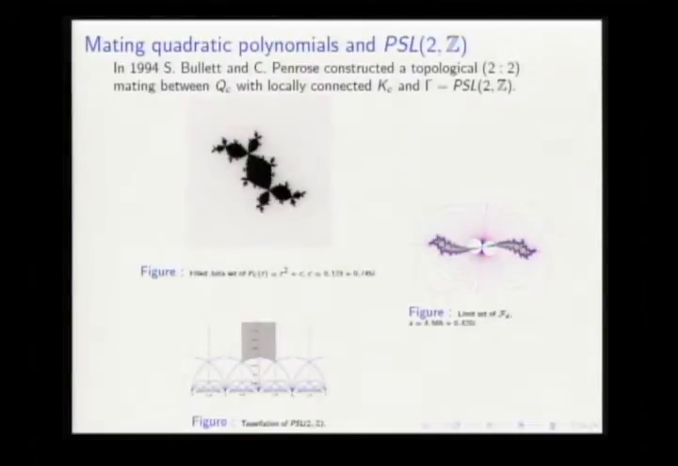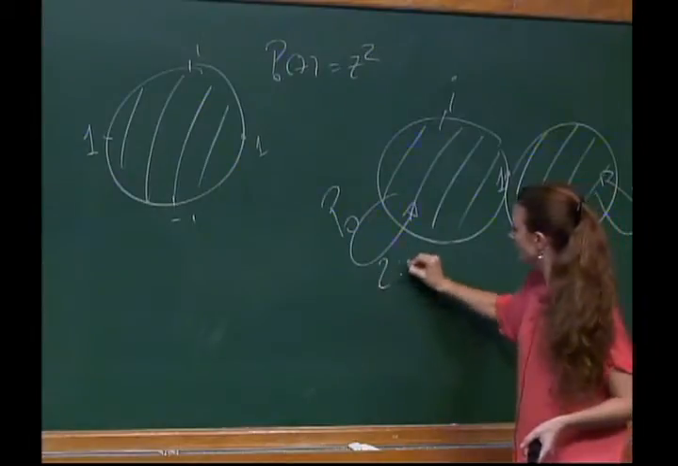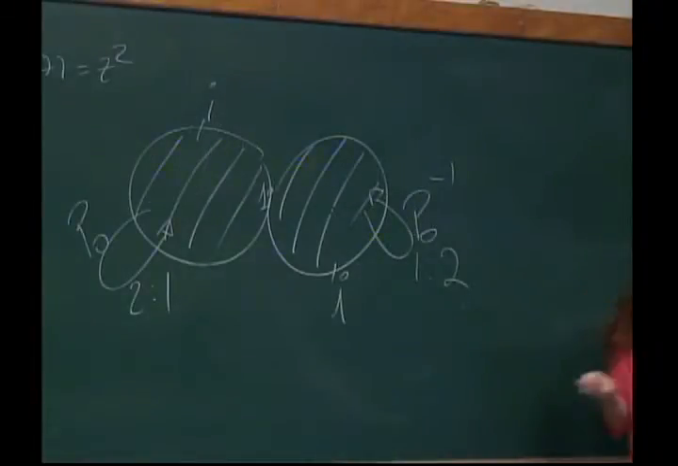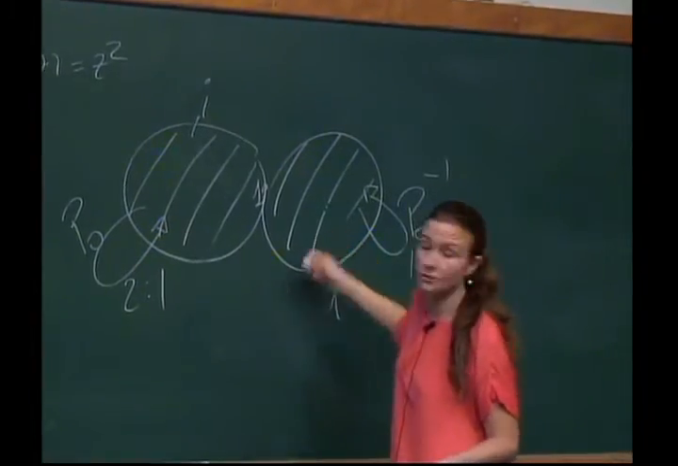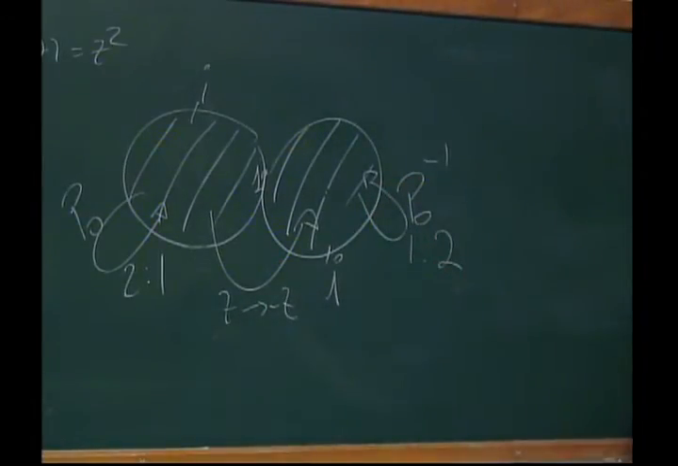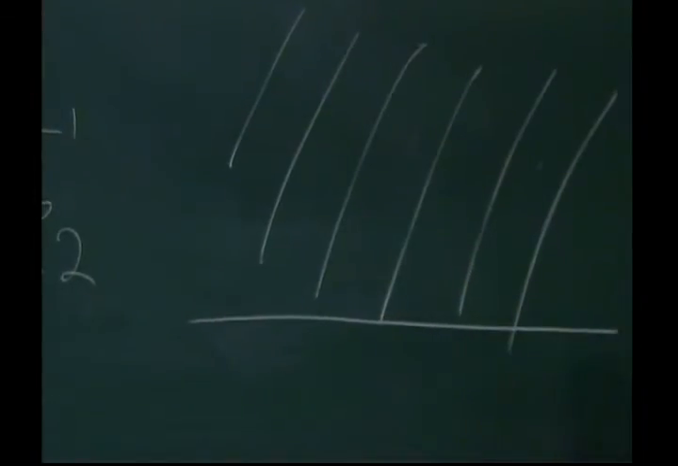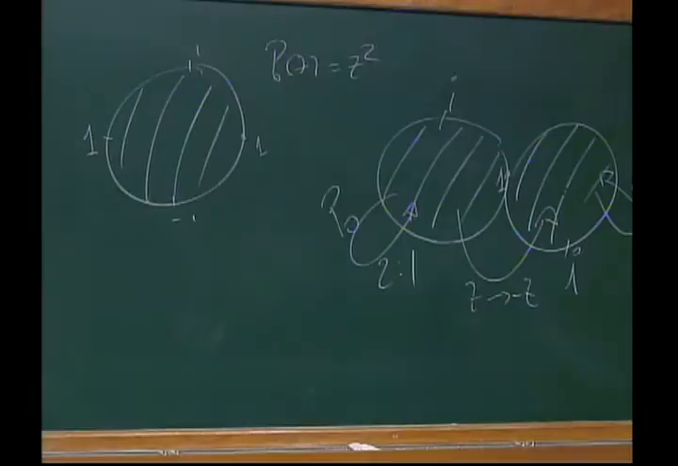So we put the action of P0 here. Here we take the action of the inverse. So this thing is 2-1. This thing is 1-2. If we want something 2-2, this thing needs to have an image and this needs to have a pre-image. So we go between here and there. We have zeta goes to minus zeta. And there we attach outside the upper half plane with the action of the modular group, identifying 0 with minus infinity and plus infinity.